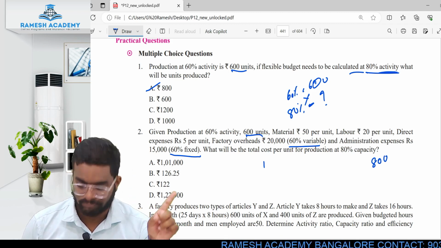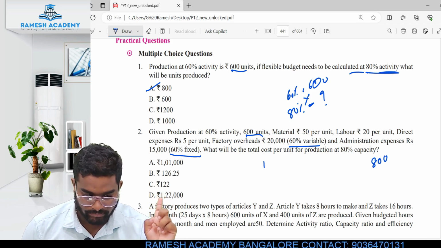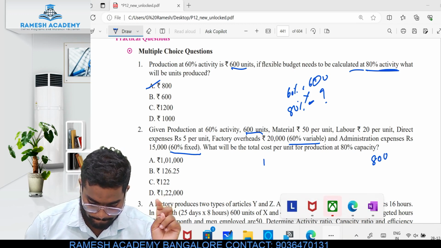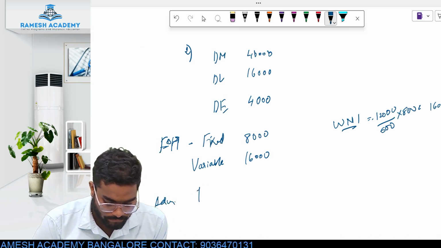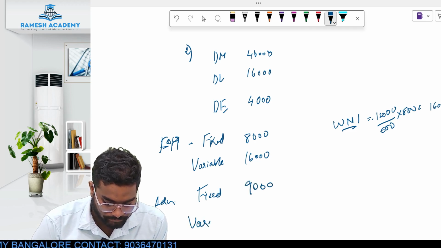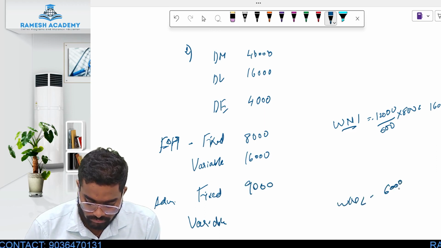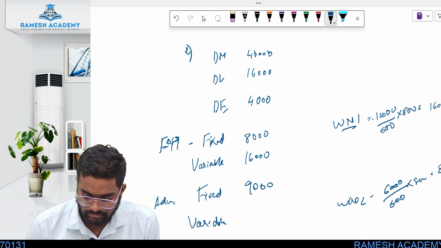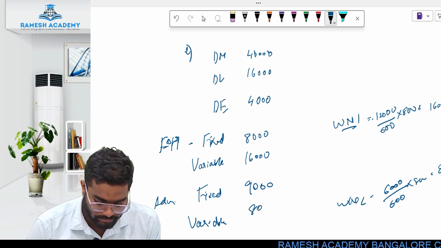Now admin overhead is 15,000. In that 60% is fixed. So I'll calculate 15,000 into 60% is fixed, which means 9,000. Admin fixed is 9,000. Next variable is, working note number 2, 6,000 divided by 600 into 800. So it will be 8,000. Simple calculation.